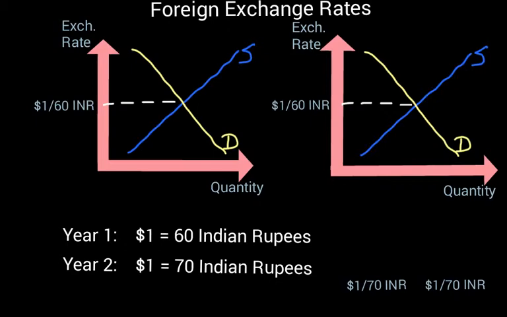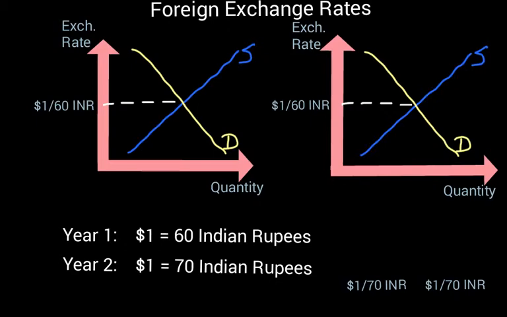So, for example, here in this graph, we're looking at the relationship between the United States dollars and Indian rupees. So we can exchange them, and let's say that in year one, there are 60 Indian rupees that you can exchange for $1. Now that can change over time.